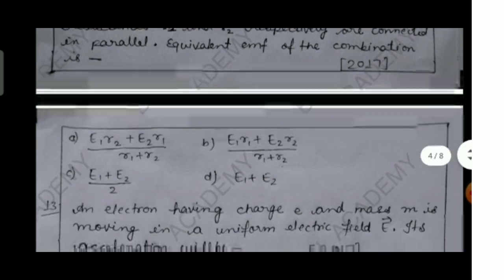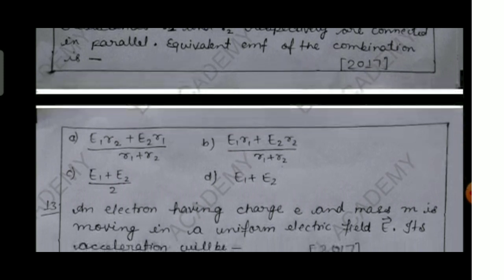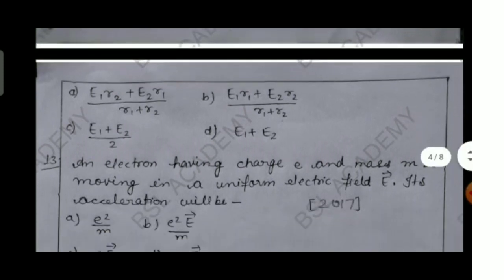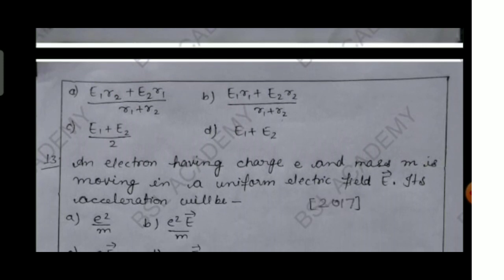Now question number 12. Two cells of EMF E1 and E2 and internal resistances R1 and R2 respectively are connected in parallel. The equivalent EMF of the combination is what? Option A E1 R2 plus E2 R1 by R1 plus R2. Option B E1 R1 plus E2 R2 by R1 plus R2. Option C E1 plus E2 by 2, or option D E1 plus E2. So please answer it.